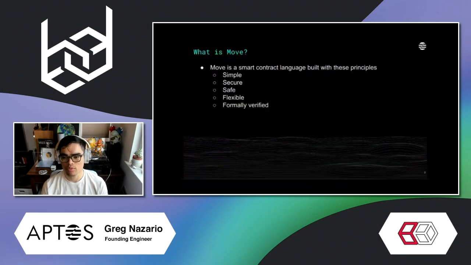So what is Move? Some of you may be familiar with other languages like Solidity on different blockchains, but Move was actually built for the Diem blockchain, which was at Facebook, built upon the idea that there were sort of missing pieces to smart contract development, especially after seeing the number of hacks and errors made in other languages. So the whole basis of building Move was to ensure that there's a smart contract language built with principles of being simple, secure, safe, flexible, and formally verified.